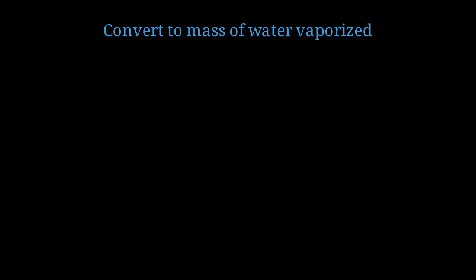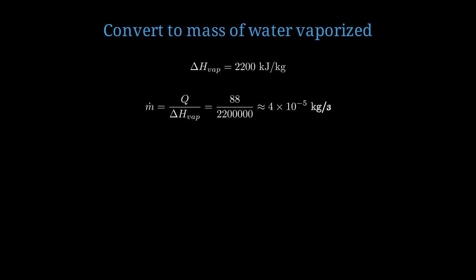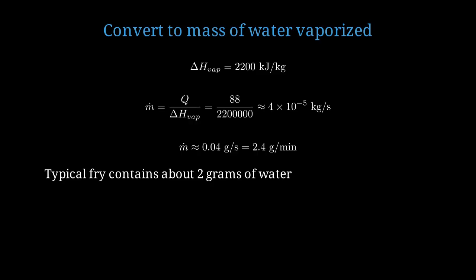How much water vaporizes per second? Latent heat equals 2200 kilojoules per kilogram. Mass flow rate equals heat transfer divided by latent heat equals 88 divided by 2,200,000, approximately 4 times 10 to the negative 5 kilograms per second. This equals approximately 0.04 grams per second, or 2.4 grams per minute. A typical French fry contains about 2 grams of water initially. At this rate, most water would be expelled in under 1 minute of frying. This matches experimental observations.